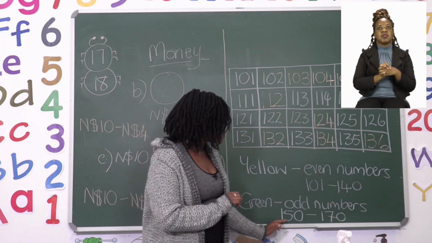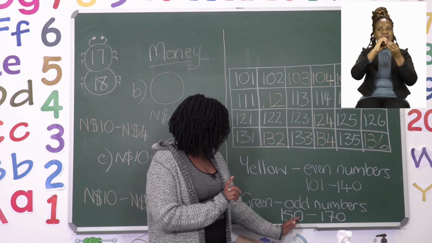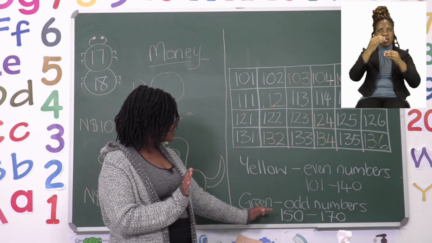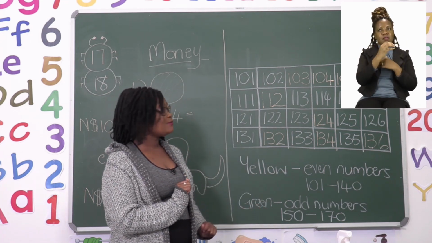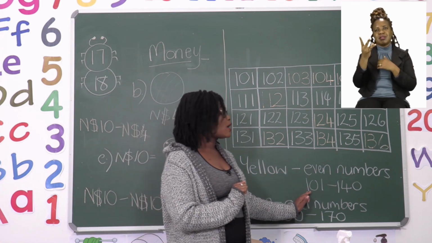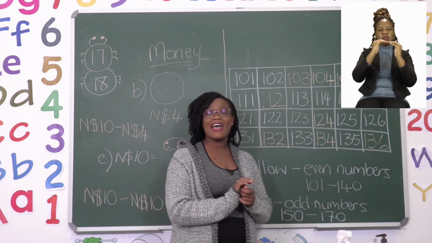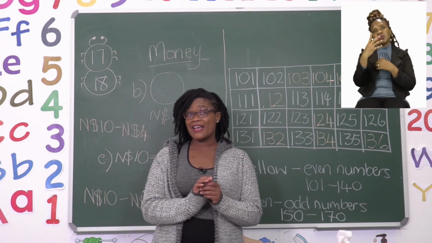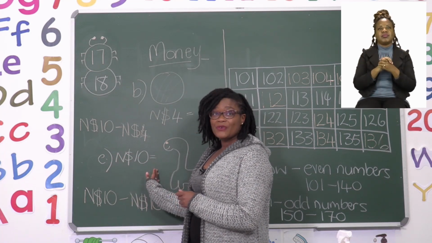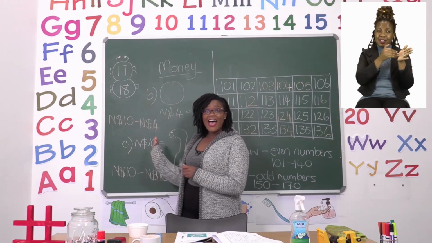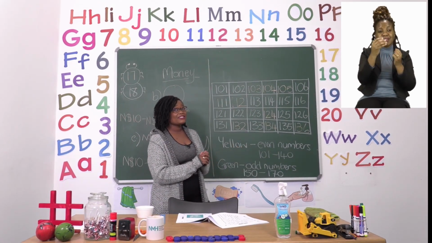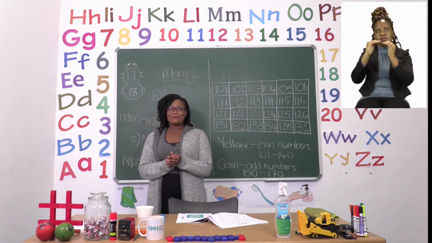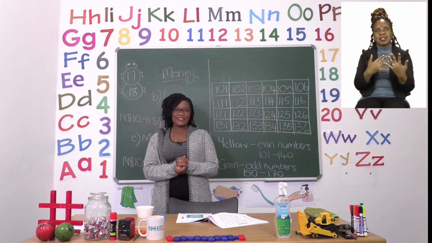For your odd numbers, you are going to only color between 150 and 170. Make sure that you don't go past these numbers for your odd numbers. And then for your even numbers, you're going to color between 101 and 114. So take your time, boys and girls. Have so much fun with the maths. Remember, for your change, we only have $10. And remember, for these ones, the color that we're going to be using is yellow for even, green for odd. Have fun with both exercises, and I'll see you soon after the advert break.